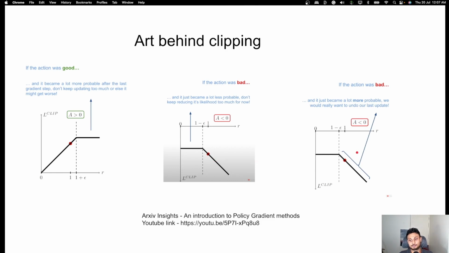The third scenario is when your ratio is large, that means your current action is really different from your previous policy, and it has a high probability as well. And also the advantage is negative. If it is too different, you just take that update out. You're saying, this is not a good update, just convert my parameters back to my previous policy. That's pretty much what happens in the clipping.